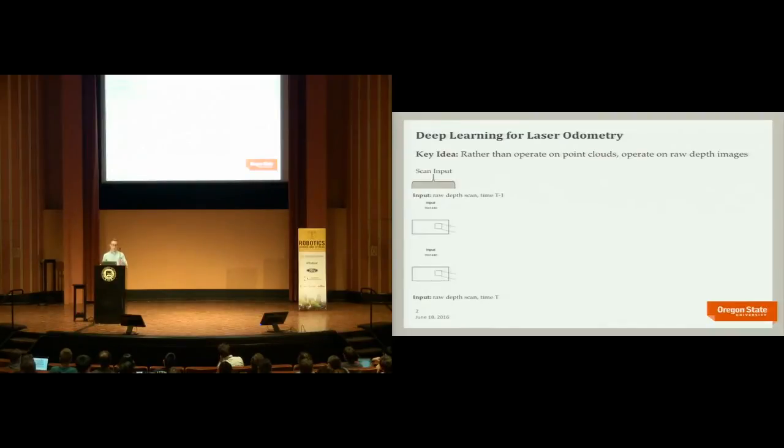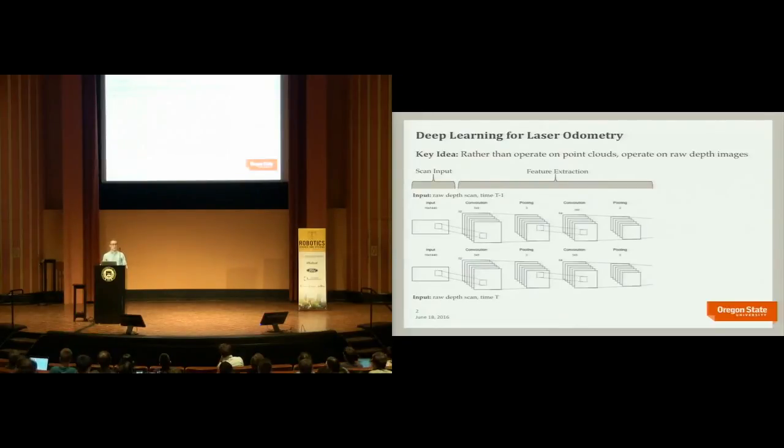We take sequential input scans from the sensor at time t-1 and t. We feed them through a feature extraction stage using convolutional networks, and then we perform correspondence using dense network layers. From that, we predict the odometry estimate: the change in x, y, and heading theta.